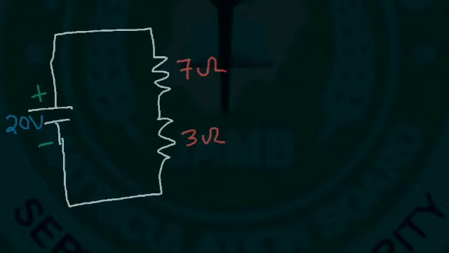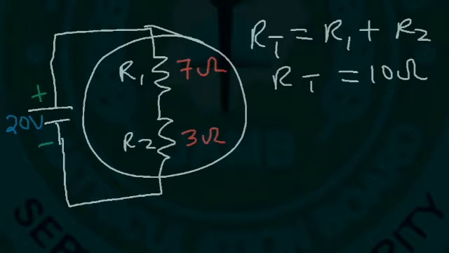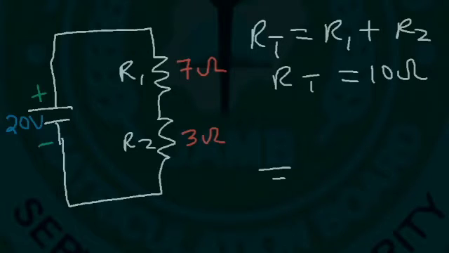In order to find the current, you need to find the total or equivalent resistance. So let's call these R1 and R2. For a series circuit, the total resistance is simply the sum of the individual resistors. So 7 plus 3 is 10. The total resistance is 10 ohms. You can combine these two resistors as if they were a single resistor. If you want to draw an equivalent circuit, it would look like this.